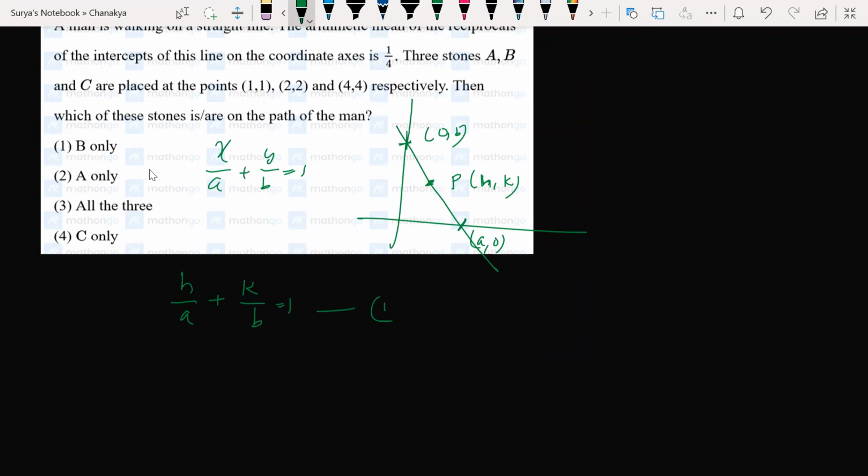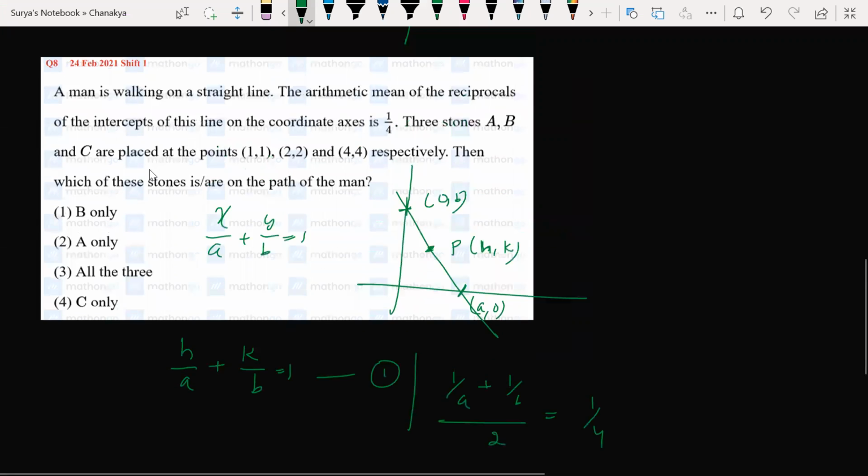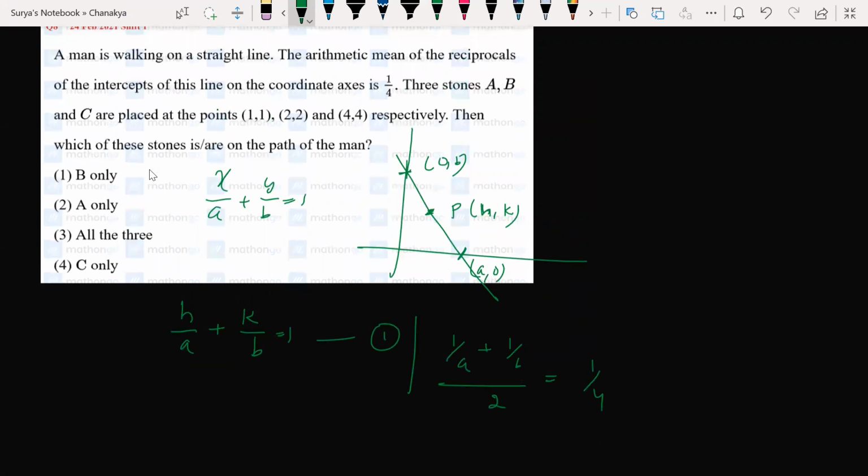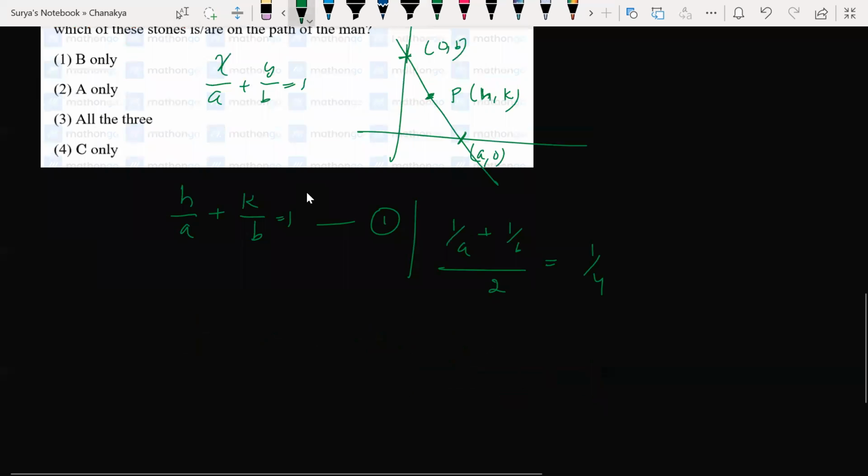So let's take this as the first equation. Next, 1 by A, reciprocals, right? The arithmetic mean of the reciprocals of the intercepts of this line on the coordinate axes is 1 by 4. So (1 by A plus 1 by B) by 2 is equal to 1 by 4, given. So what is this going to be now? 1 by A plus 1 by B is equal to 1 by 2. If I just shift this 2 to this side, it will be 1 by 2, right?